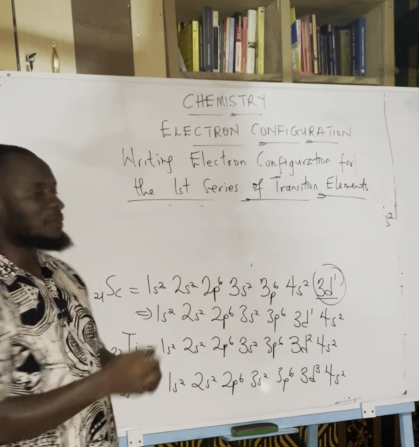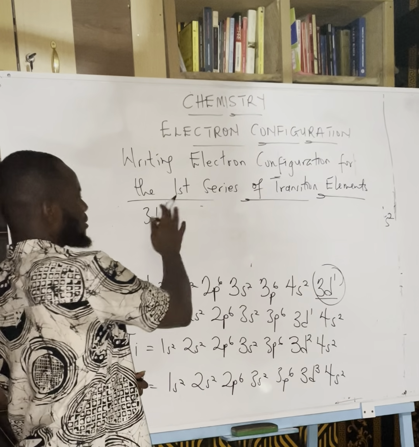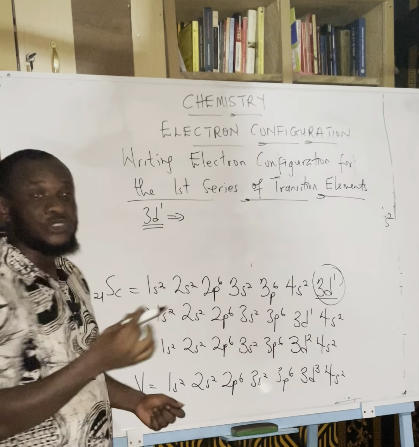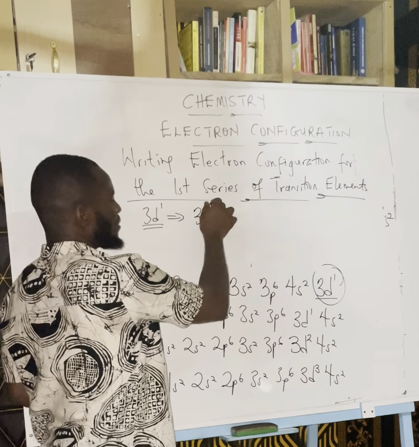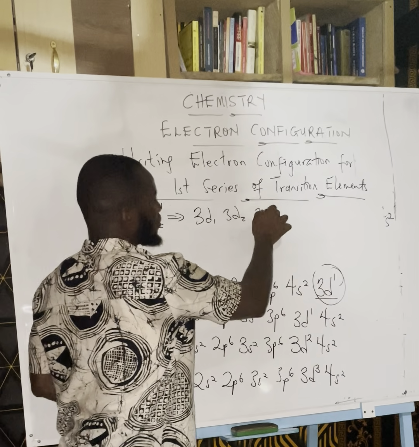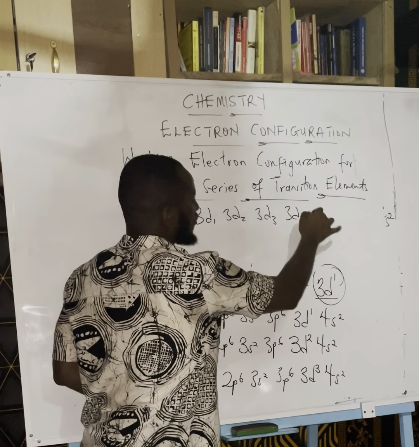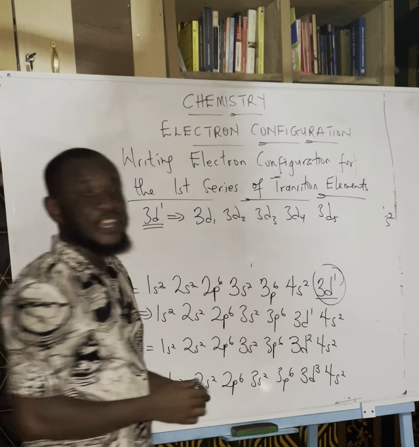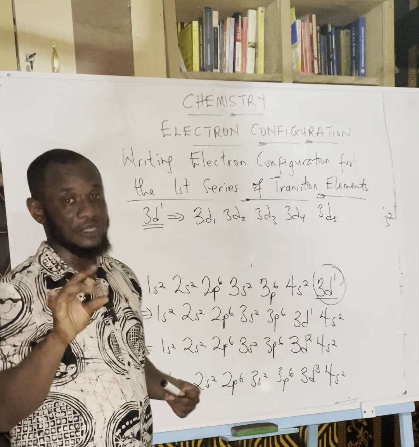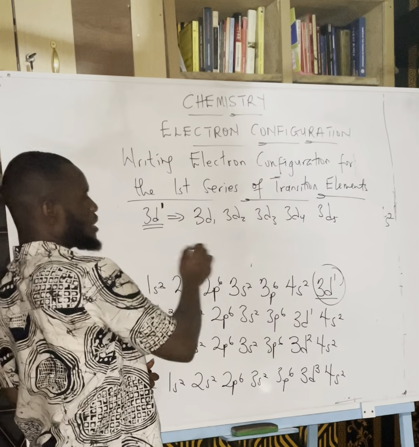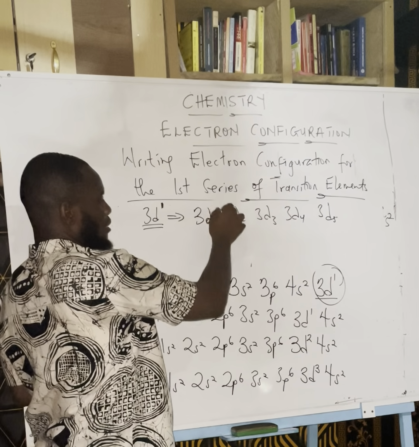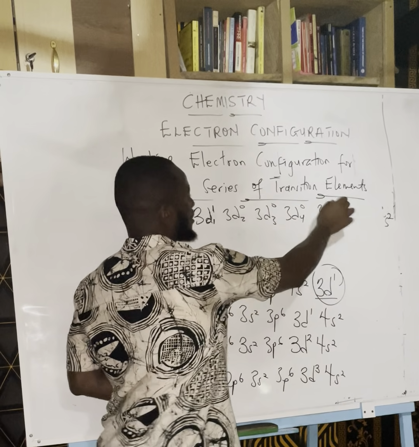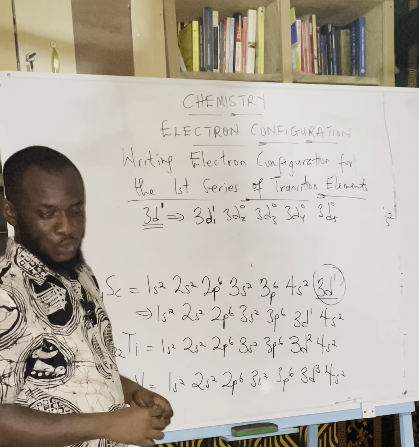So what we are trying to say is that when I say 3d1, this means that the 3d here, remember I told you that we have the 3d1, 3d2, 3d3, 3d4, 3d5. So these are the orbitals of 3d. There are 5 orbitals. So the 3d1 here means this one here will have 1. The rest here will be 0, 0, 0.